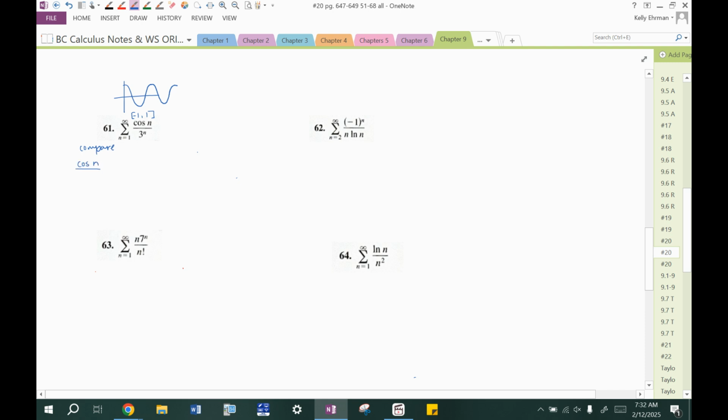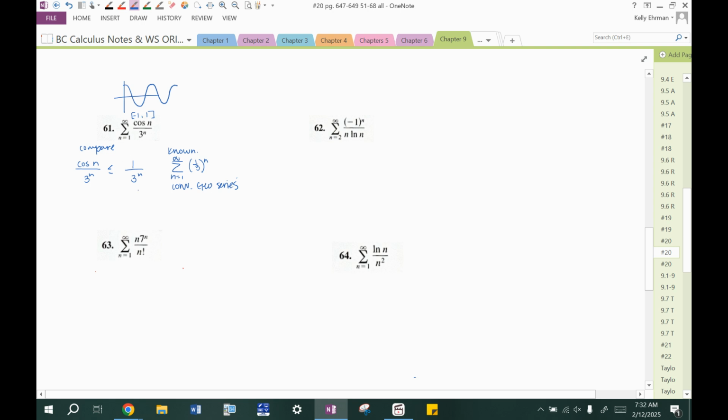Cosine n over 3 to the n. I just want to compare it to 1 over 3 to the n, because sometimes it will be equivalent to 1 over 3 to the n, but any other time that cosine n is not equal to 1, it'll be less than or equal to, because it'll either be negative, which is less than a positive, or it'll be some decimal on top compared to 1 over 3 to the n. So that's my comparison. I do know about this series from 1 to infinity of 1 over 3 to the n, or you can make that 1/3 to the n. That's a convergent geometric series.